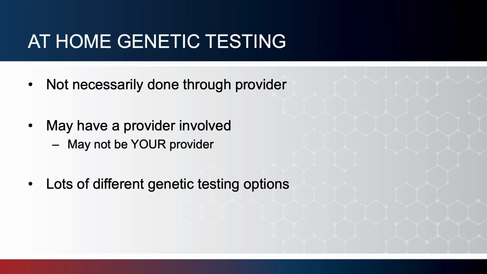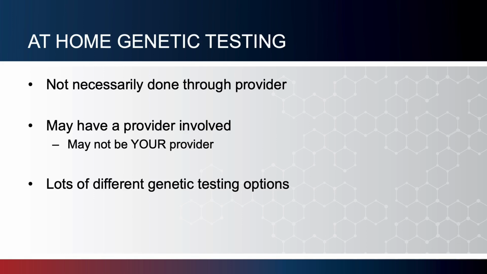It might be a provider in Tennessee or Utah that looks through the testing to make sure that it's being ordered appropriately as far as they can tell. At-home genetic testing includes a lot of different genetic testing options. Companies that do at-home genetic testing are not necessarily subject to the same lab regulations, and they're not necessarily subject to the same privacy regulations.